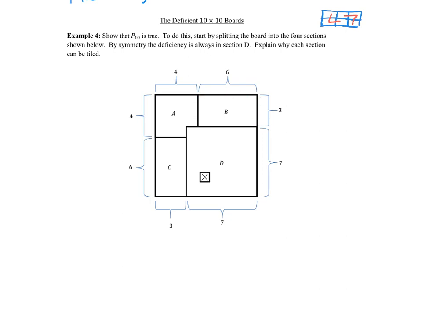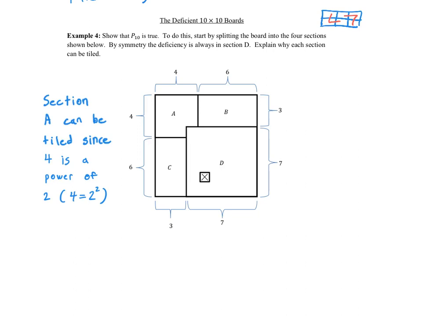So our job here is to explain why each of these subsections can be tiled. Let's start with section A. Section A is 4 by 4. And let's remember earlier, in the previous video, we discussed why all deficient boards which are of a power of 2 can be tiled. And 4 is indeed a power of 2. 2 to the power 2 is 4, and it's a deficient board, so it can be tiled.